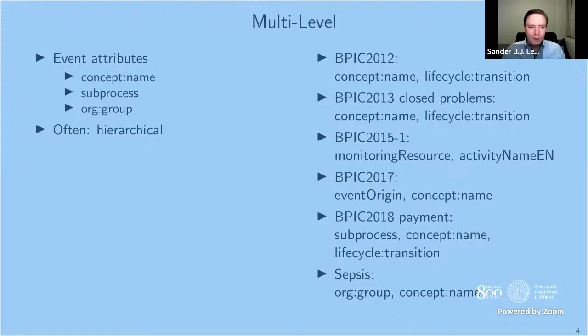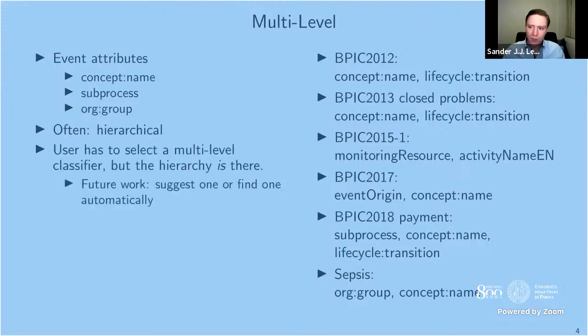What we assume is that the user has selected a so-called multi-level classifier. So the user has told us the columns and the order in which the columns denote the activities. And what I would like to stress is that this hierarchy is there in the data. It's not something that we make up. It's there in the data and we're going to use it. The user only has to tell us where to find it. In future work, we intend to do this automatically by means of recommendation.